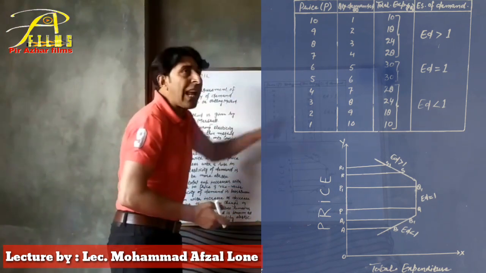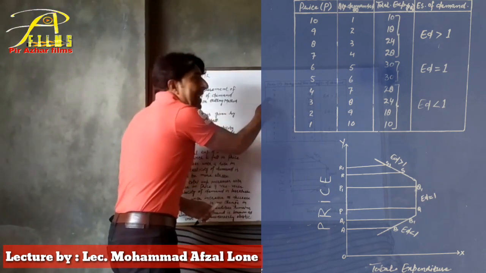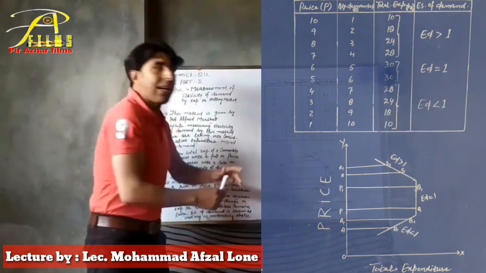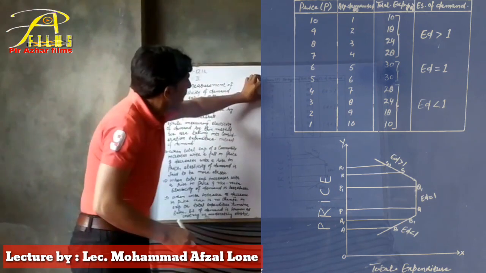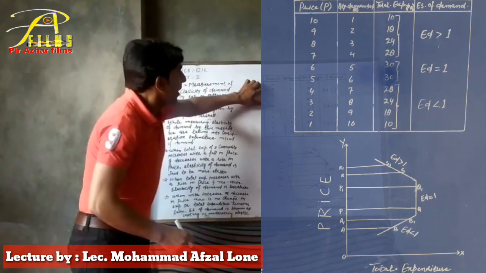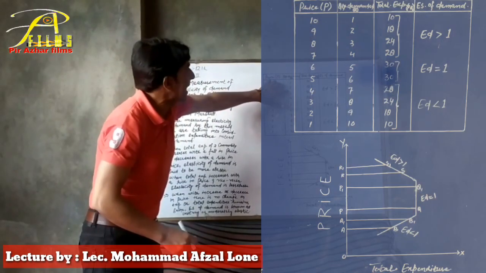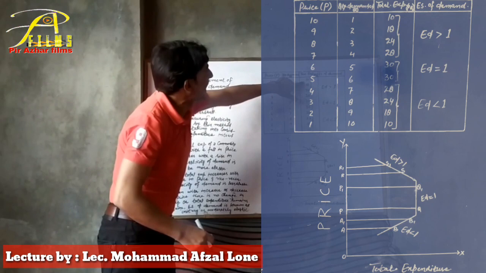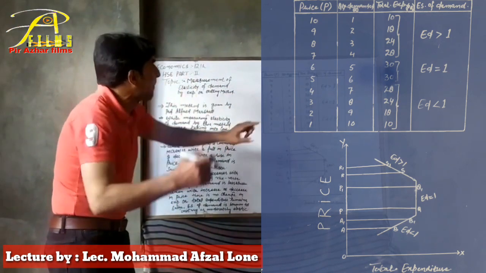Now let us see the total expenditure. 10 into 1 means 10. 9 into 2 means 18. 8 into 3 means 24. 7 into 4 means 28. See here, from 10 to 7, price falls, demand increases, and total expenditure increases. See price and total expenditure.